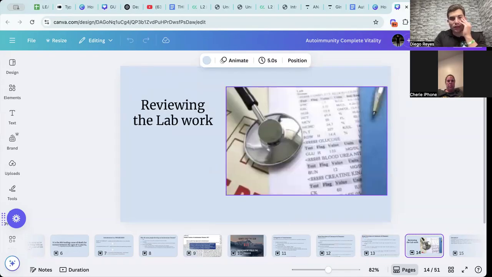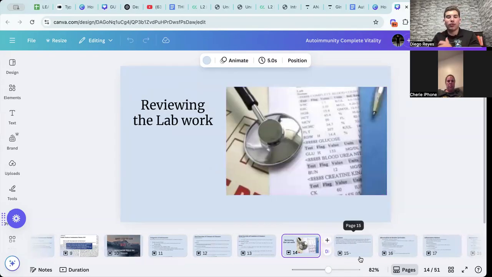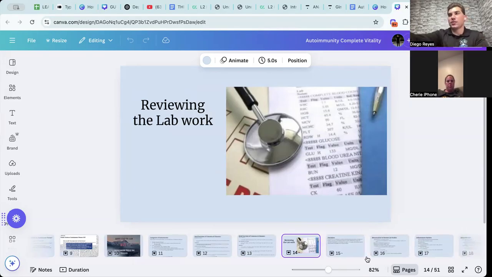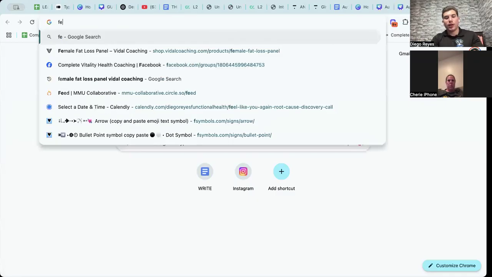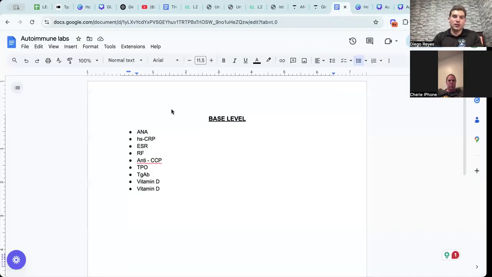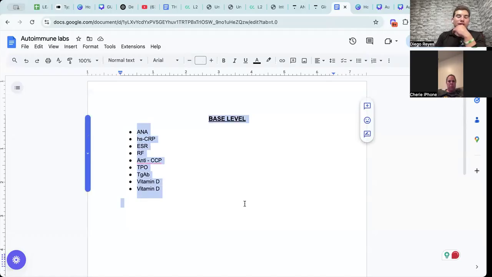I talked about Graves. Okay, so looking at lab work is important too when you're dealing with autoimmune issues, because you want to figure out what type of autoimmune issue you are specifically dealing with. And this is why I talk about the female fat loss panel, but there's the female wellness panel. Same with the male fat loss panel. Now I'll actually pull that up here, but I first want to talk about a few base level labs that we like to run to rule out autoimmune issues.